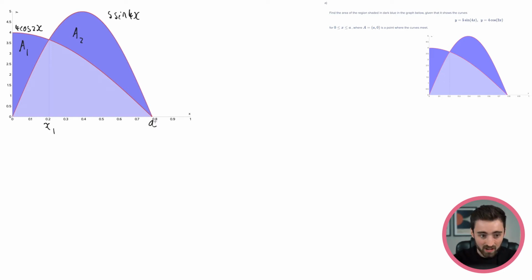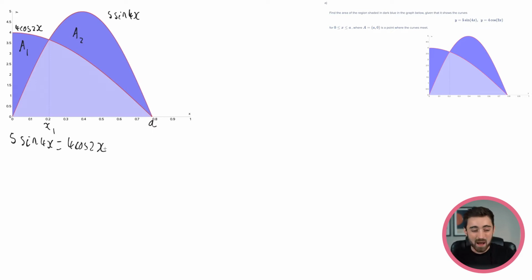So how do we find where two curves intersect? Well, we need to solve them simultaneously. So we have y equals and y equals, which is very nice because we can just set these y's equal to each other. So the curves intersect when 5 sine of 4x is equal to 4 cos of 2x.